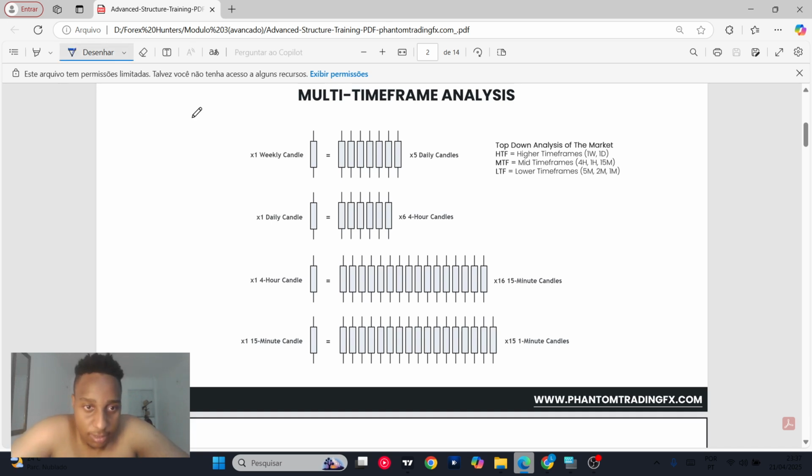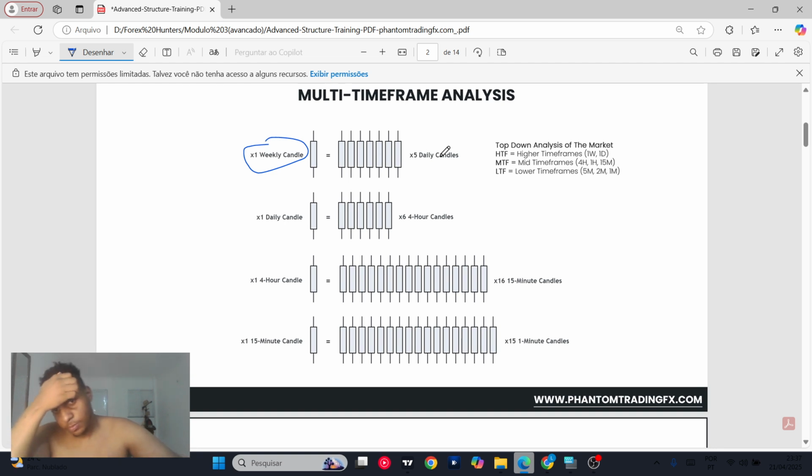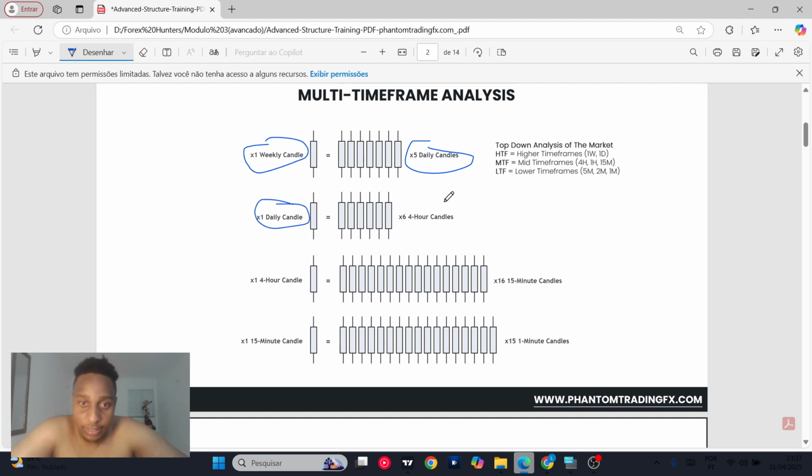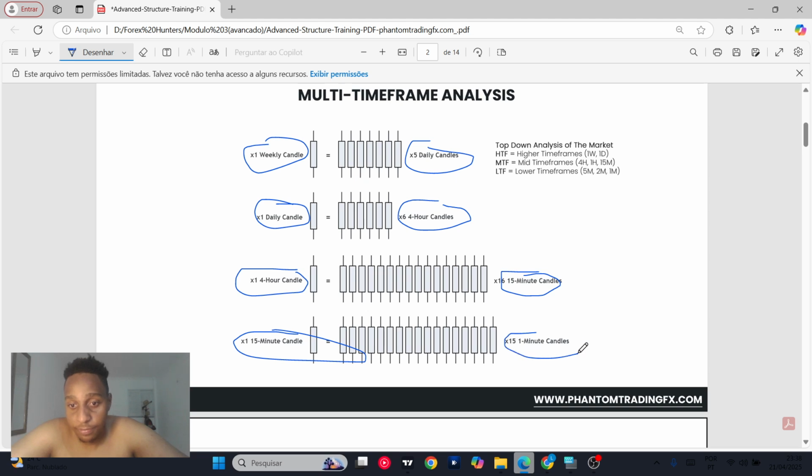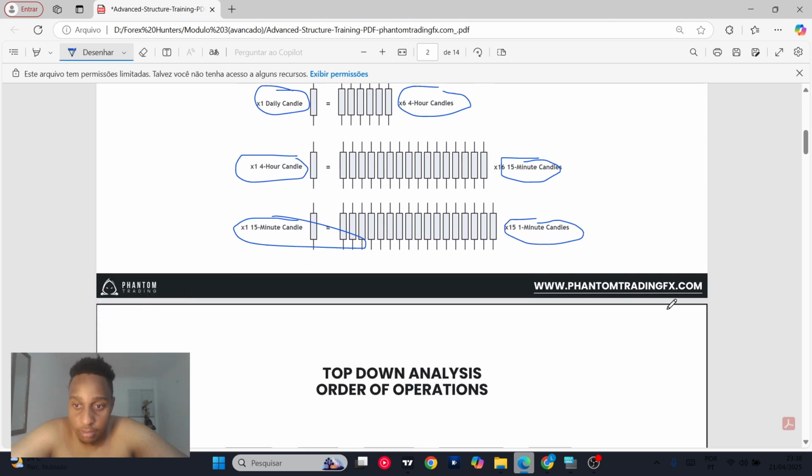So guys, understand something. One weekly candle is 5 daily candles. One daily candle is 6 times 4 hour candles. Sorry, not daily candles, 4 hour candles. I'm sorry. One 4 hour candle is 16 times 15-minute candles. One 15-minute candle is 15 times 1 minute candles.